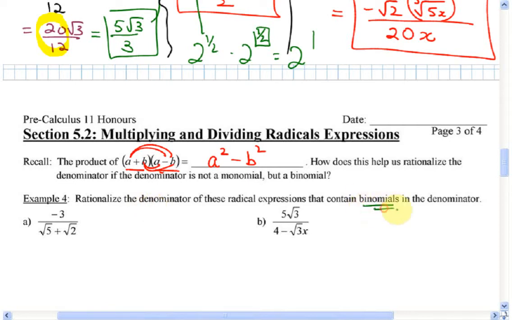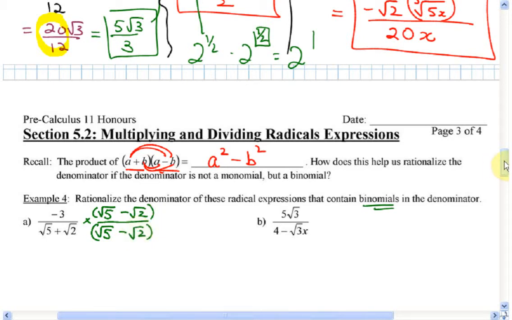Binomials, 2 terms. So let's take a look at example A here. I've got a binomial of root 5 plus root 2, kind of like your A plus B. What should I multiply this by if I want to get rid of the roots? Right, use that idea and multiply by root 5 minus root 2, your A minus B. And once again, you have to do that to both the top and the bottom because you don't want to change the value of your expression.